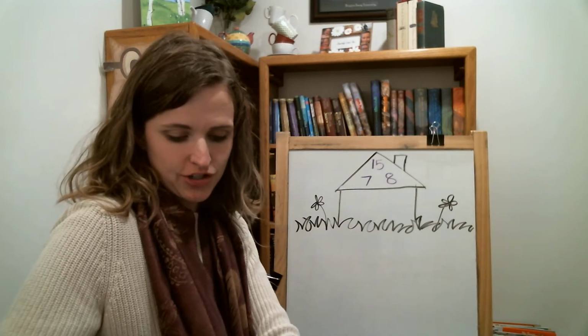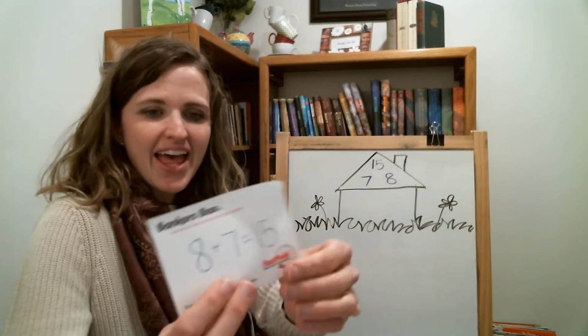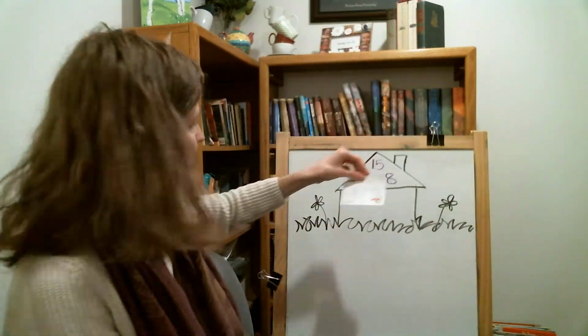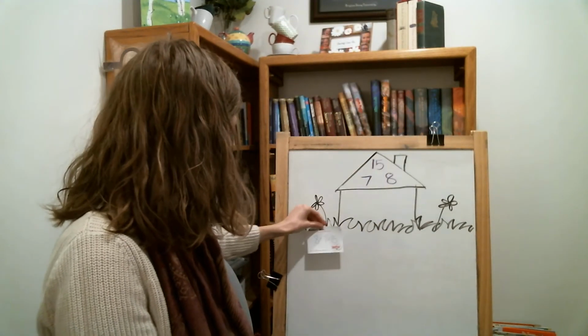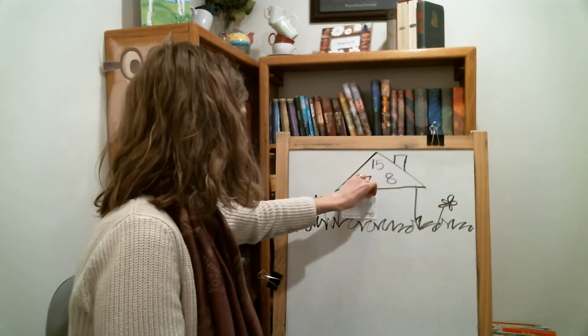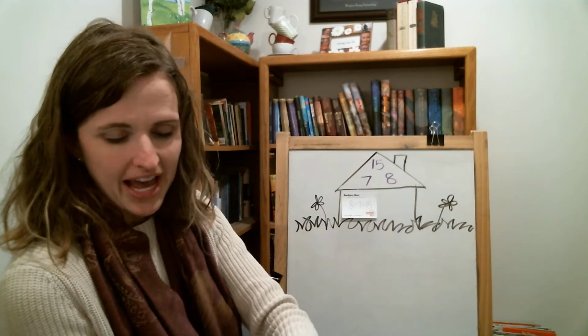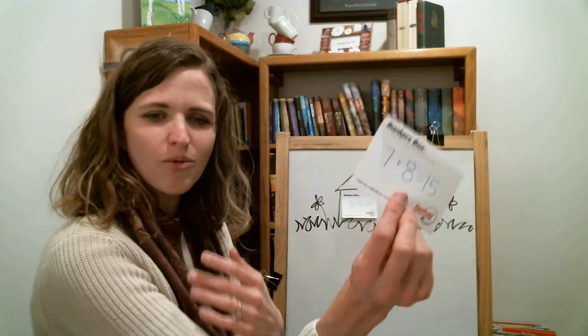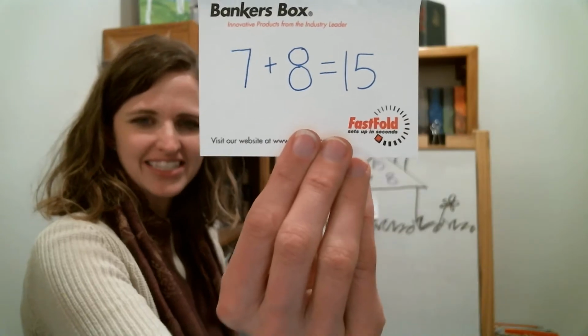So let's do that one first. 8 plus 7 is 15. We can stick that one on. I'm going to put it right here. I should have made my fact family house bigger. Oh well. Then we have, you do 8 plus 7, you just need to swap them. Now we'll do 7 plus 8.